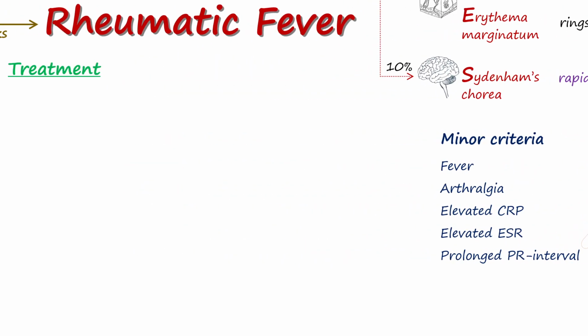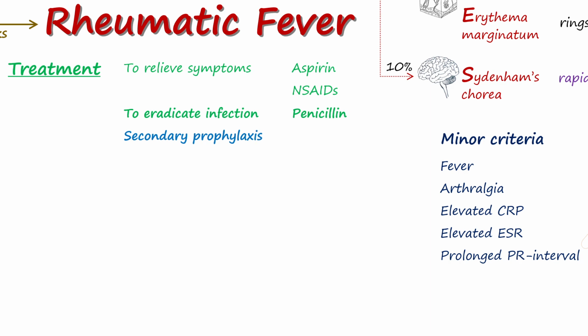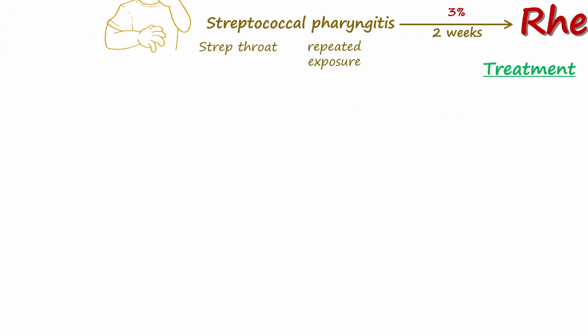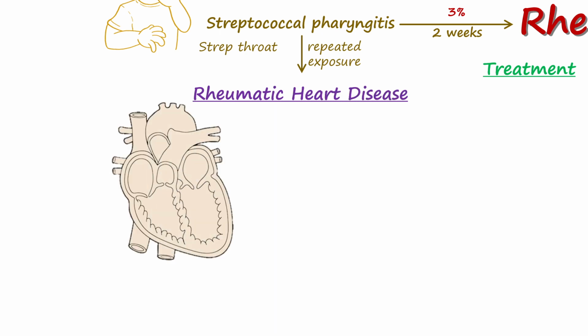Management of acute symptoms in acute rheumatic fever primarily involves anti-inflammatory treatment. Aspirin and non-steroidal anti-inflammatory drugs are effective in promptly controlling joint symptoms. Antibiotics, such as penicillin, are used for eradication and prevention of subsequent episodes of streptococcal infection. This preventive measure is very important because repeated exposure to group A beta hemolytic Streptococcus can trigger immune attacks against various tissues, particularly the heart tissue, potentially leading to chronic rheumatic heart disease.